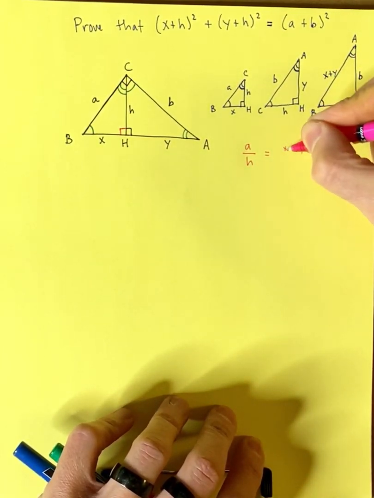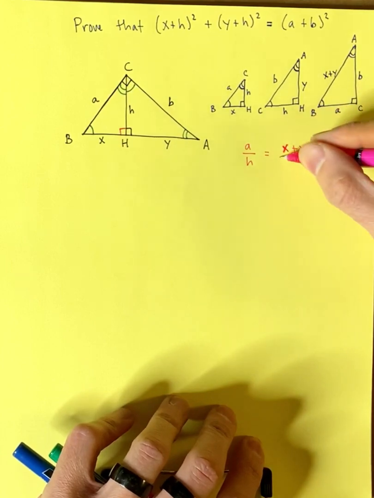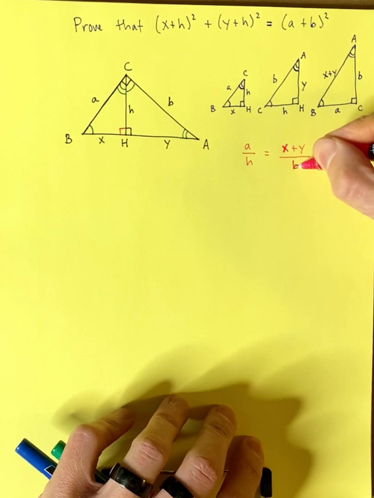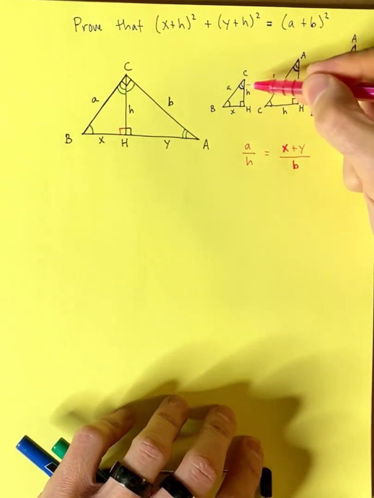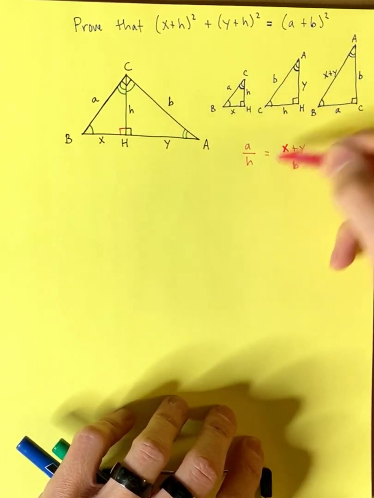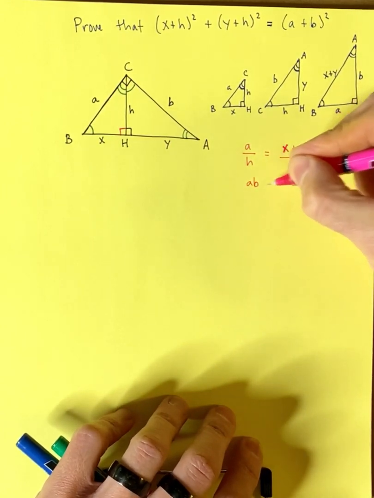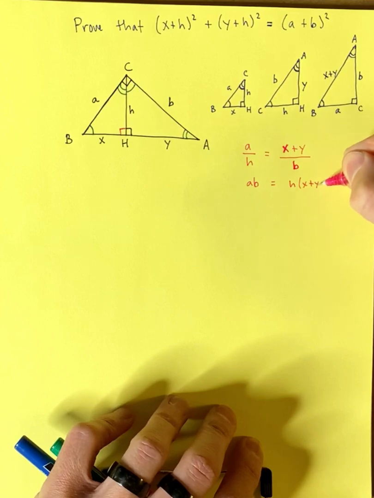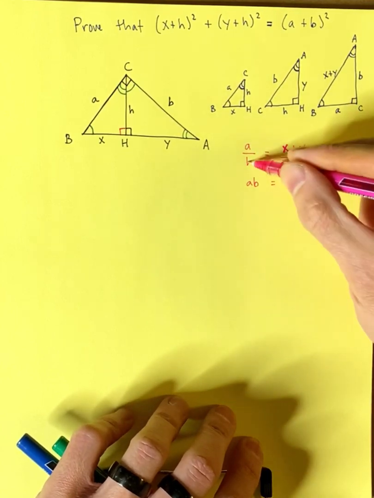X plus Y, make that look like an X. So that's a true statement. This is a similarity statement and it's true from geometry. This is to this as this is to that. Why don't we cross multiply so that AB equals H times X plus Y? This times this equals that times that.